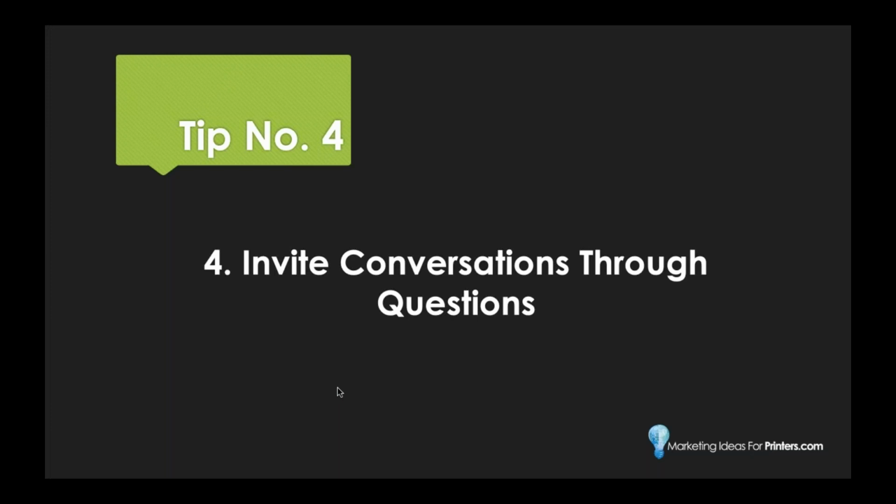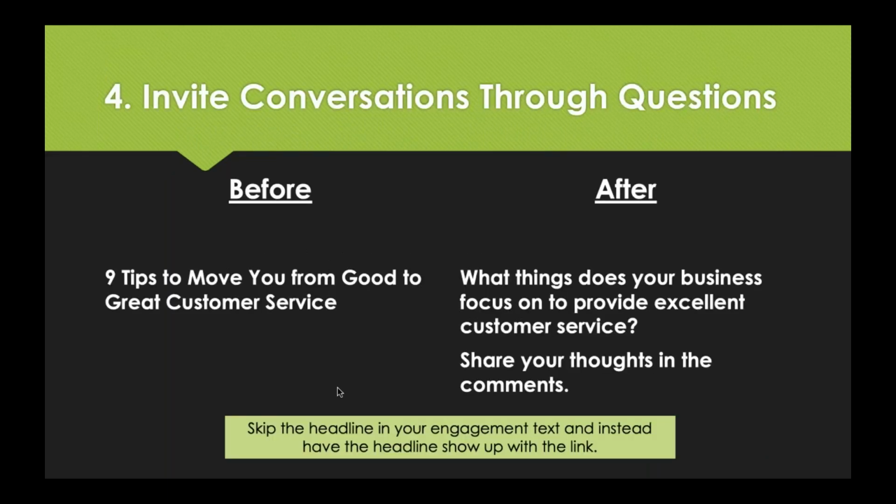So number 4 is invite conversations through questions. This is probably the simplest thing that you can do to increase engagement, but when you customize your content, see if you can add a question to it. Now, we do this periodically in the writing already, but work to encourage conversation by welcoming them to comment. Asking a question is just an easy, non-threatening way to get them engaged. So let's look at what that might look like.